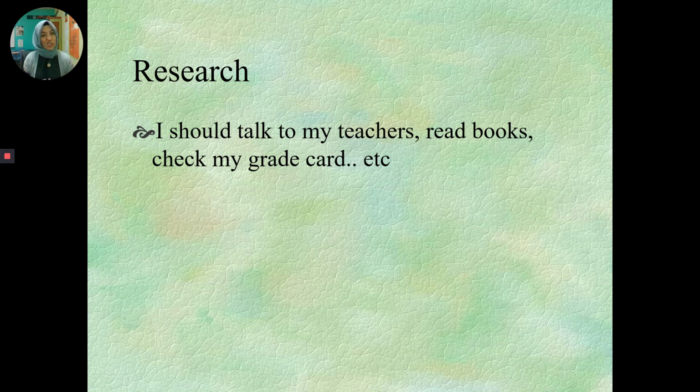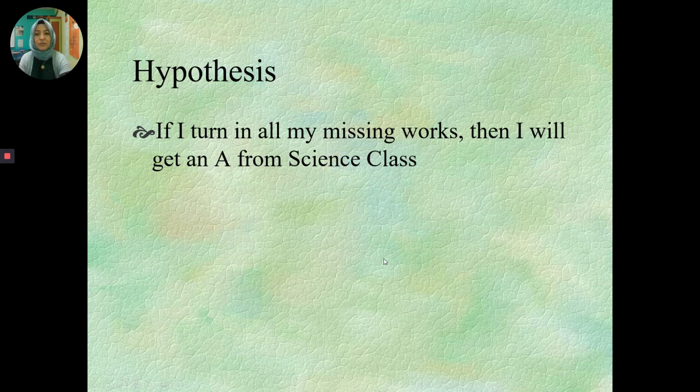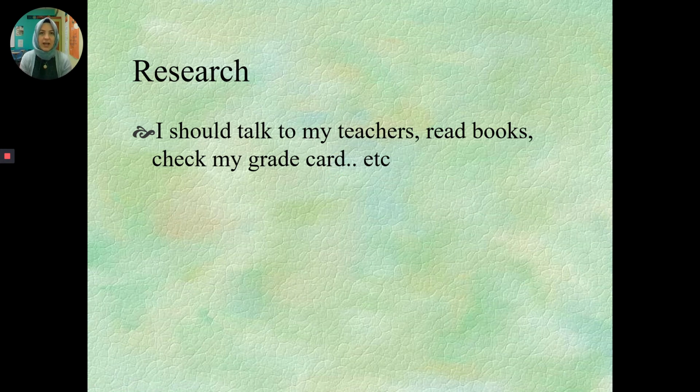You can talk to your teachers, I'm guessing, or you can read some books to find out how to get an A from science class. You can search online, or you can check your grades. Maybe you're not even failing, right? So this is the research part, to find solutions to your problem, okay? From all of your research, let's say you check your grades, right? You check your grades here, and you found out that you have missing work from science class. Oh, that's the problem. Now I see it. So you have missing work that is holding your grades down. It's like on the floor. How can you improve your grade? How can you get it higher? So you found this out by checking your grades, right? This is your research part.